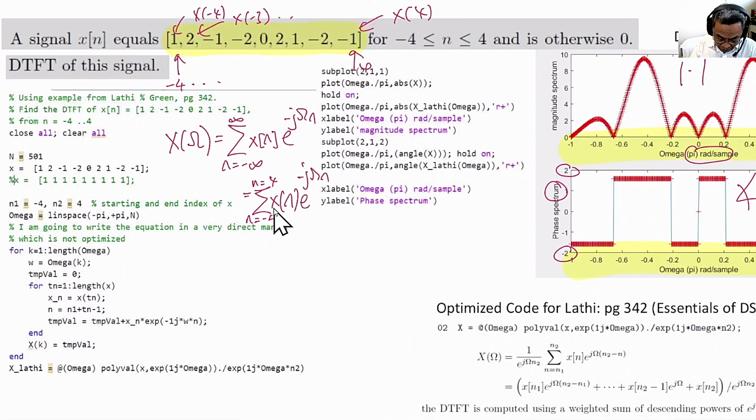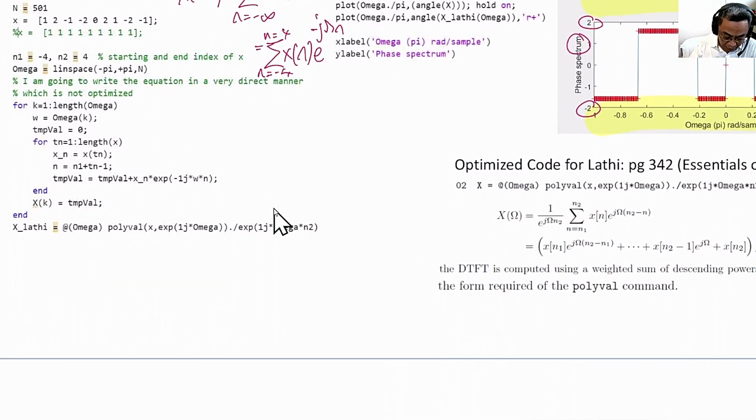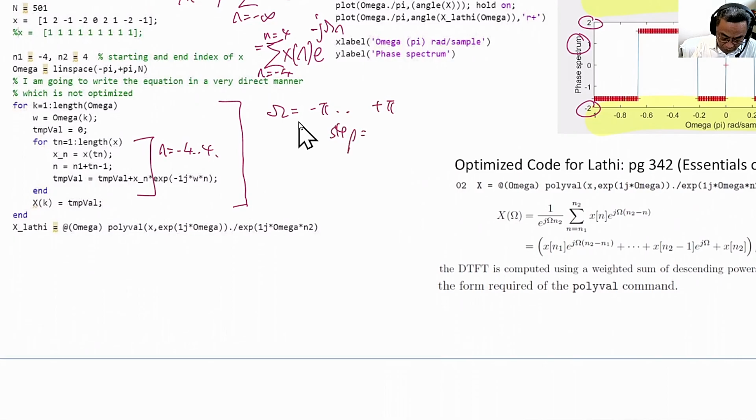So I told you that we have to do two for loops. So I'm going to show you where the two for loops are now. This is the for loop for the omega, and this is the for loop for n equals -4 to 4. So what we do is that we set the omega from minus pi and we step until plus pi, and the step is equal to how many? In this particular example, I divided 2 pi into 501 steps.